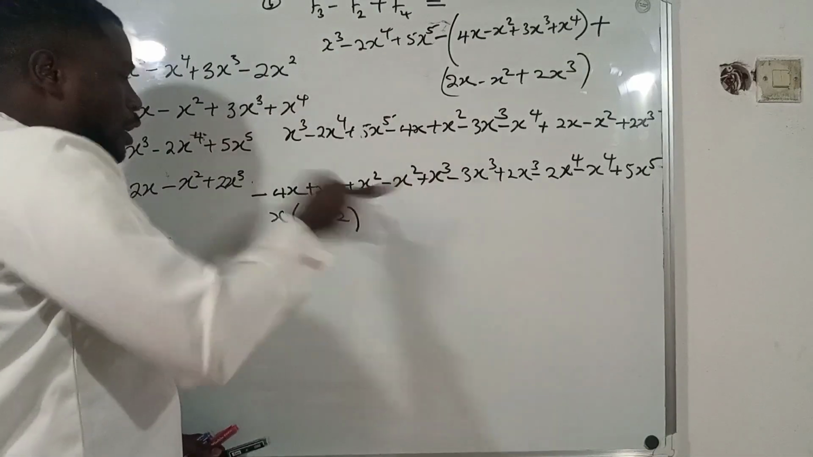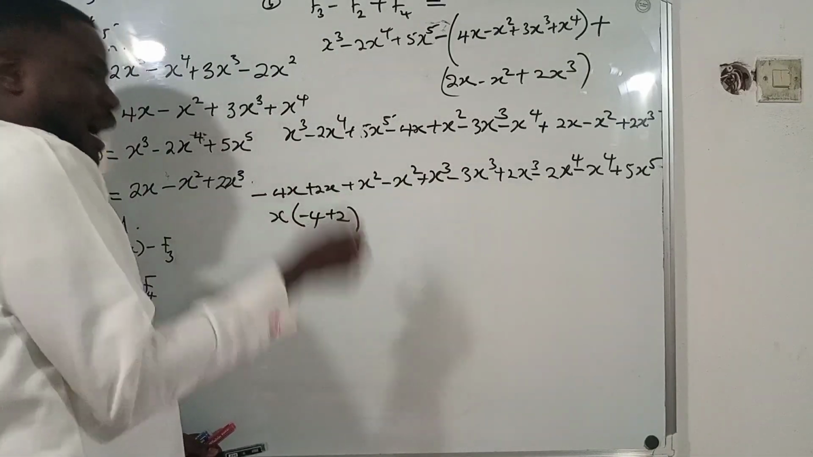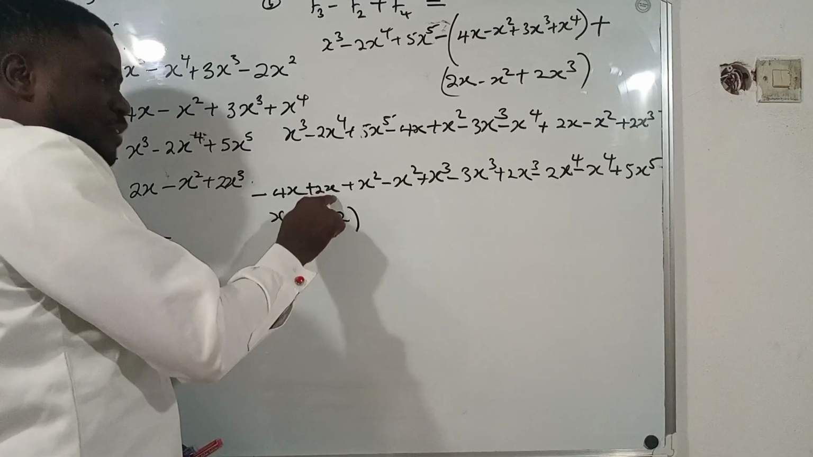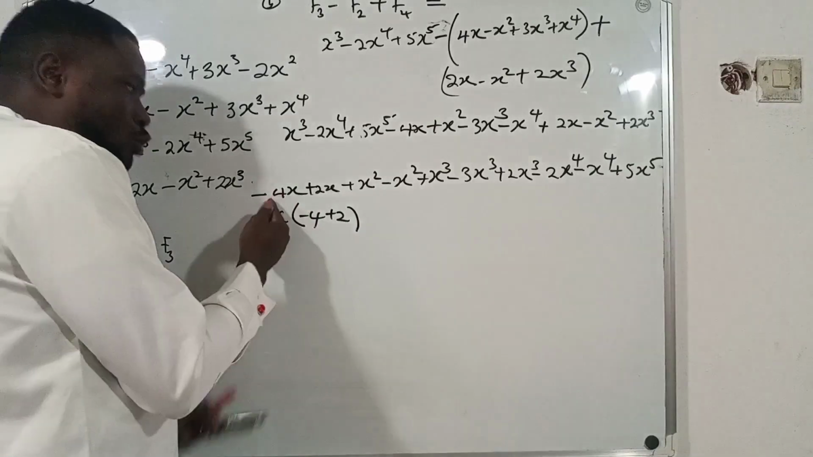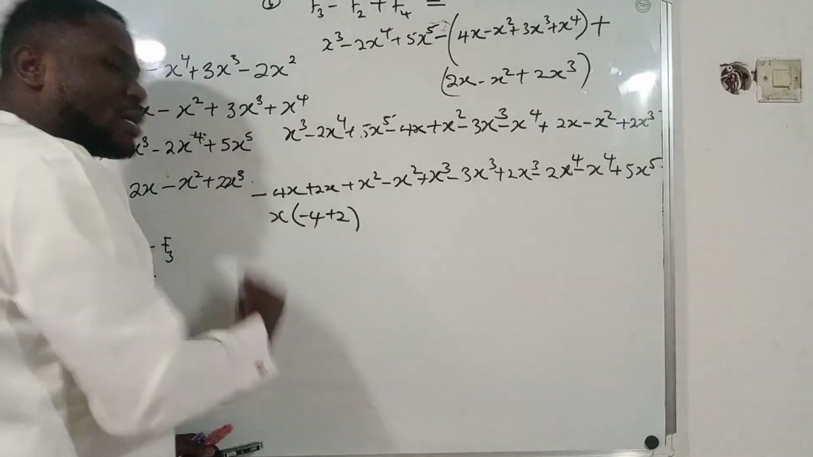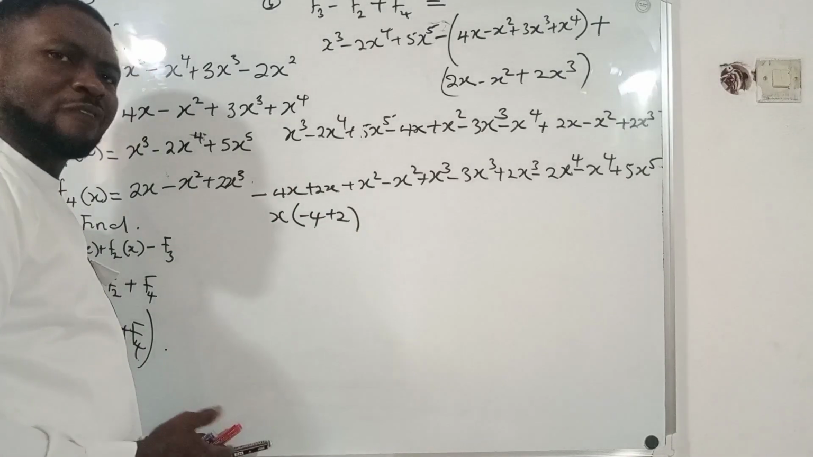Now I take that again. The coefficient of this x is minus 4, it has to be inside the bracket, while the coefficient of this x is plus 2, it's placed inside the bracket. While what is common to both of them is x, that x should be placed outside. That's what we mean by factorization.